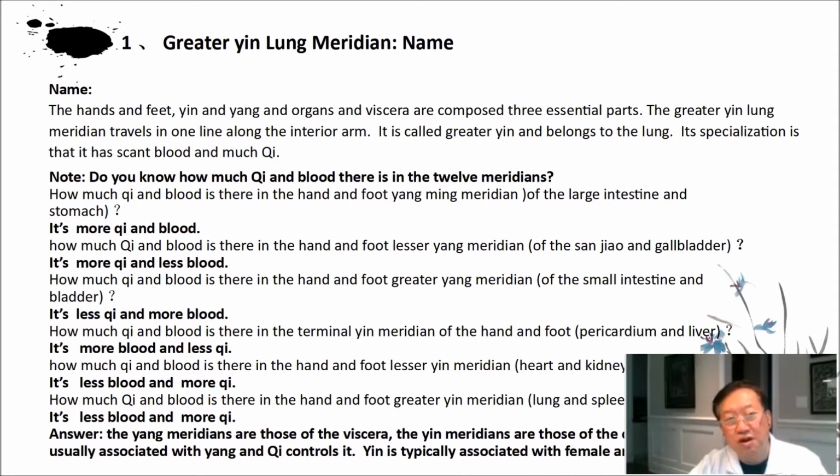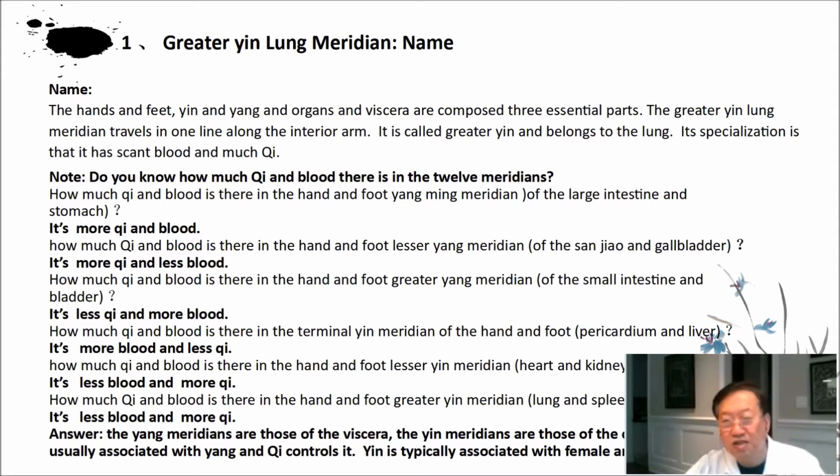Do you know how much qi and blood there is in the 12 meridians? In the foot and hand Yang Ming meridian of large intestine and stomach, there is much qi and much blood. In the foot and hand lesser yang meridians of the triple burner and gallbladder, there is much qi and less blood.